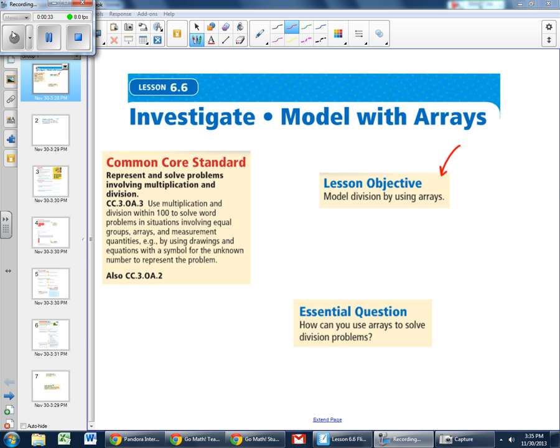You will see by your computers I have put little bags of the array tiles that you can use for this. We're still working on the same Common Core standard of representing and solving problems involving multiplication and division. Our essential question to think about throughout this lesson is: how can you use arrays to solve division problems? We originally learned about arrays when we were doing multiplication problems, so let's see how we can use those to solve division problems, knowing that we will be journaling about those at the end of the lesson.